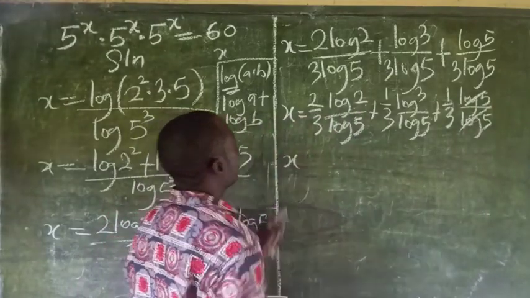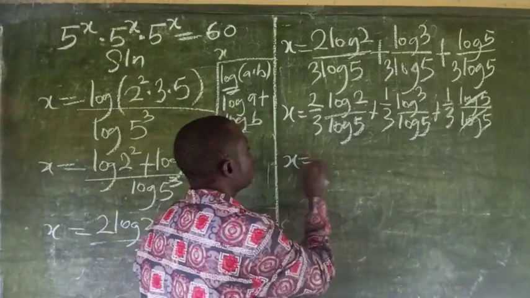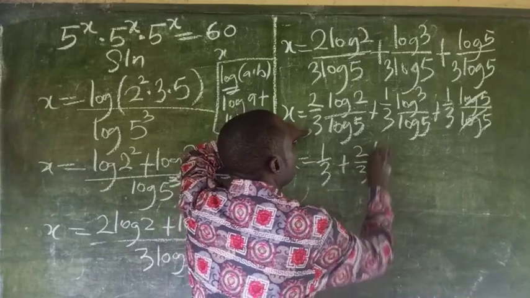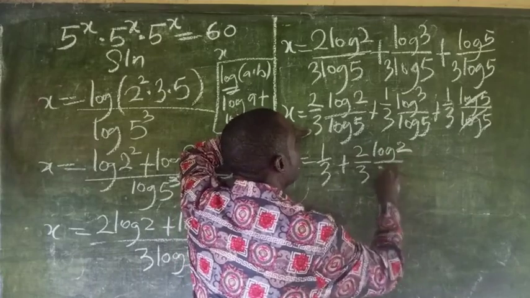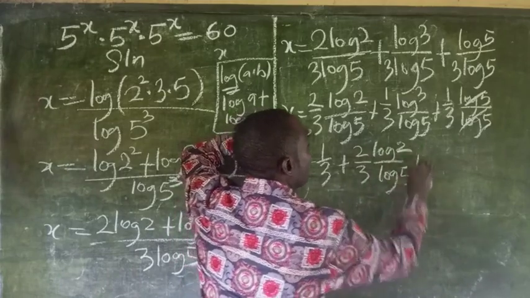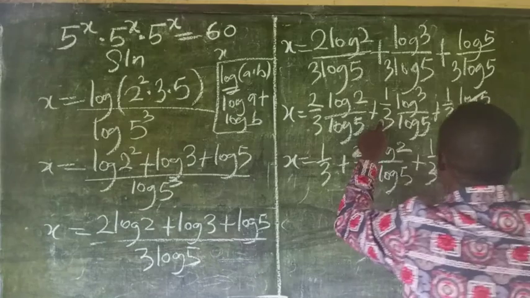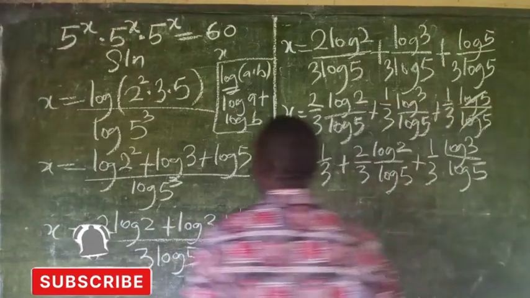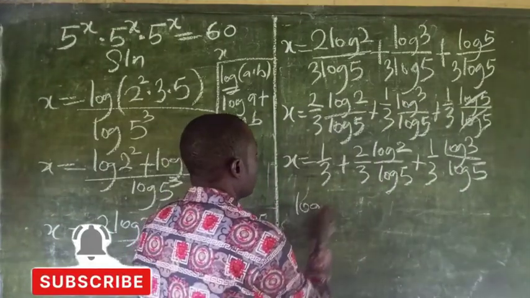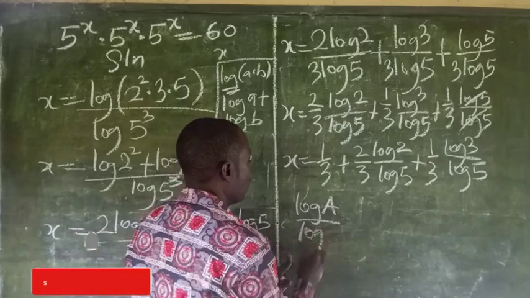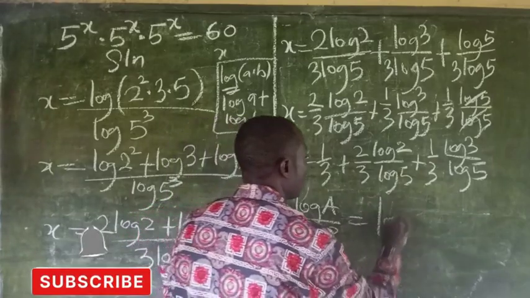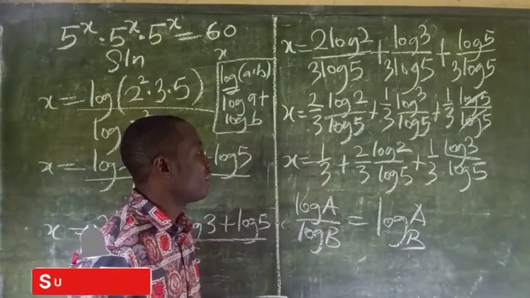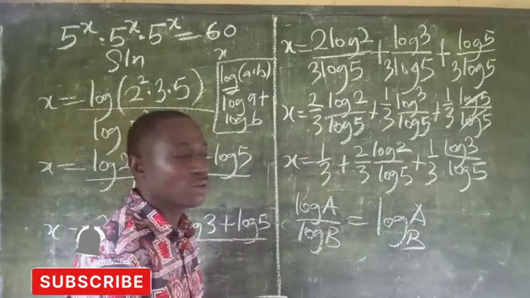And if you want to write the next line, let's take the constant first. S will be equal to 1 over 3 plus 2 over 3 log 2 over log 5 plus 1 over 3 log 3 over log 5. But if you remember, log A over log B is the same thing as log A base B. So if we employ this here, the equation will take another form.